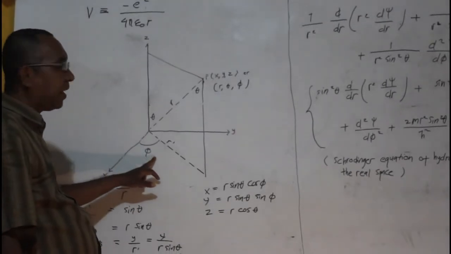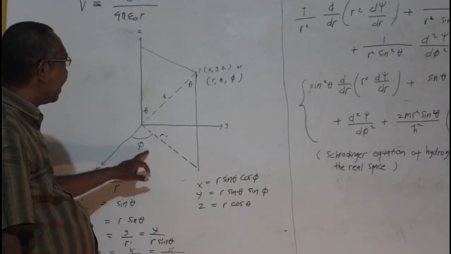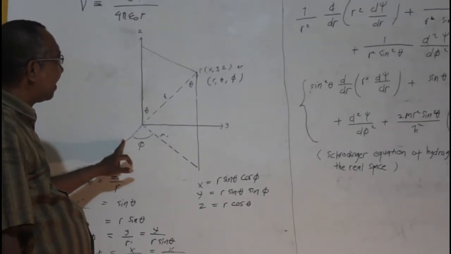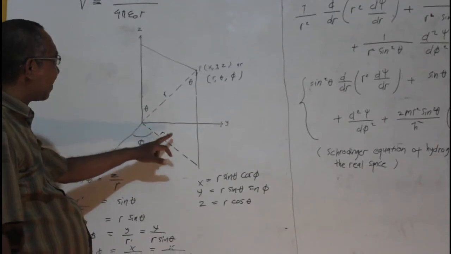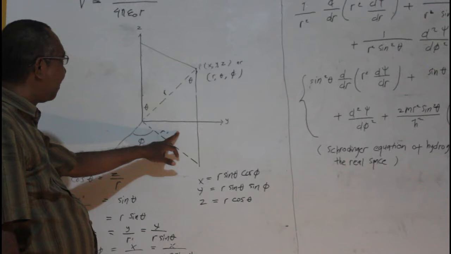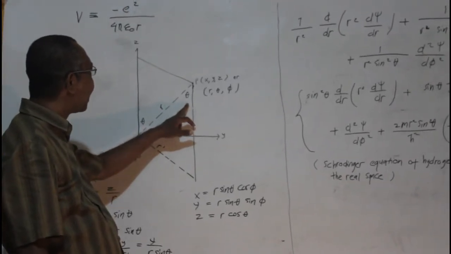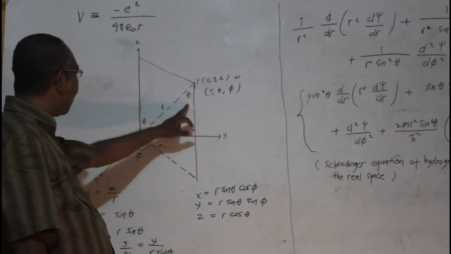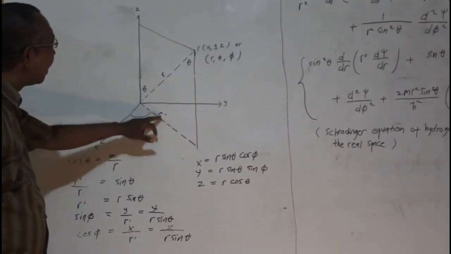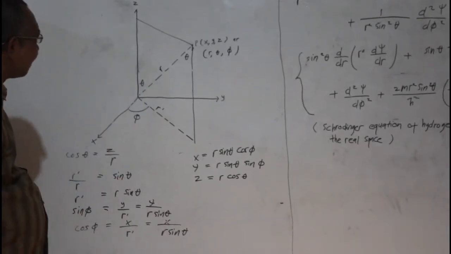And this is phi, the azimuth angle, that is the angle formed by the radius vector in the xy plane and the x-axis. You can call the radius vector in the xy plane r prime. So based on this description, we find this angle is theta too. So sin theta equals r prime over r.